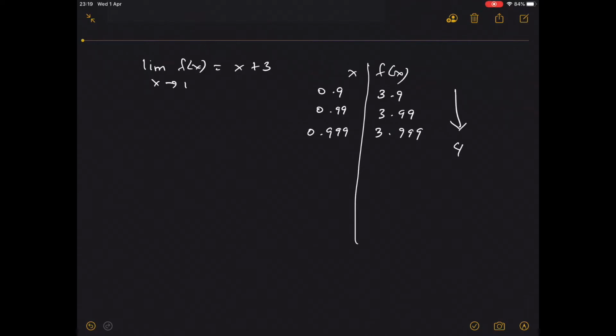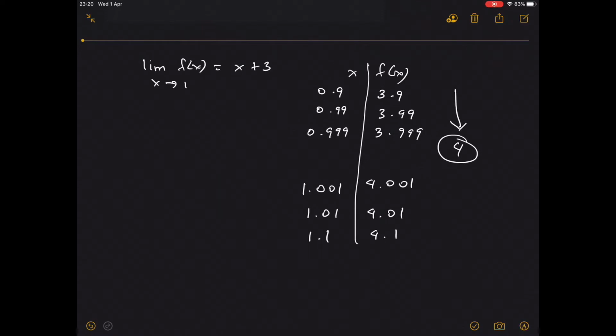If we go to the other side, if we have like 1.1, our f(x) will be 4.1. If we have 1.01, our f(x) will be 4.01. And if we have 1.001, our f(x) will be 4.001. So the same, when your x is approaching 1, your limit, or your f(x), is approaching 4 as well.